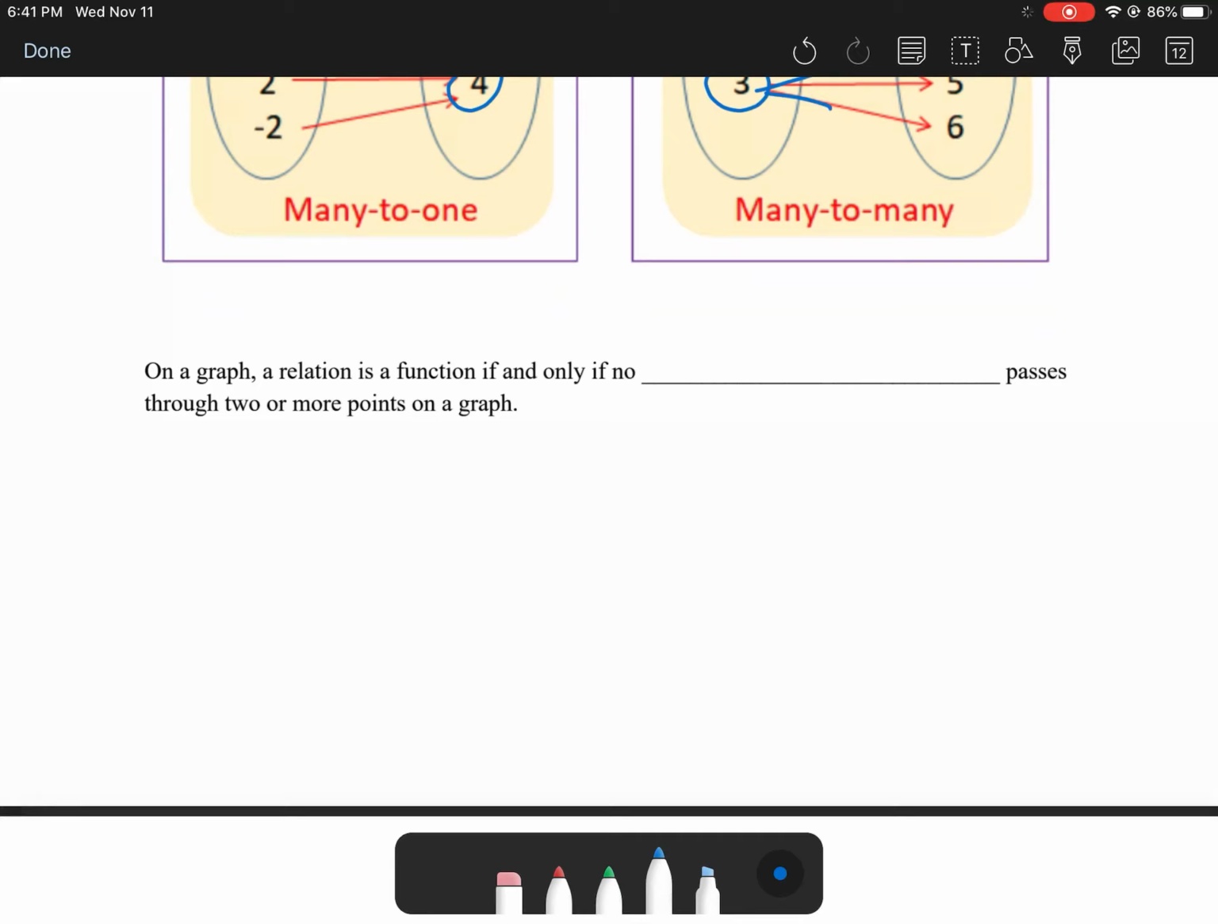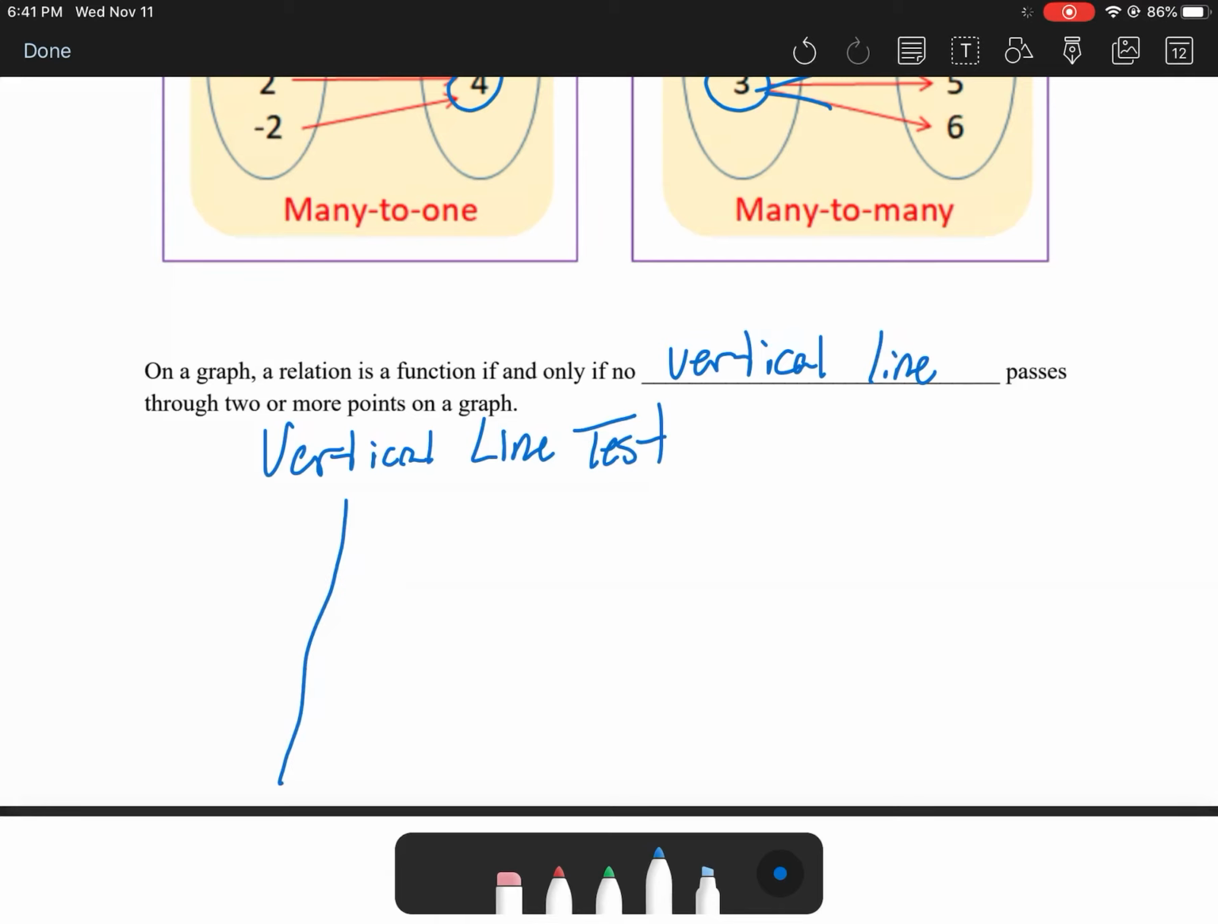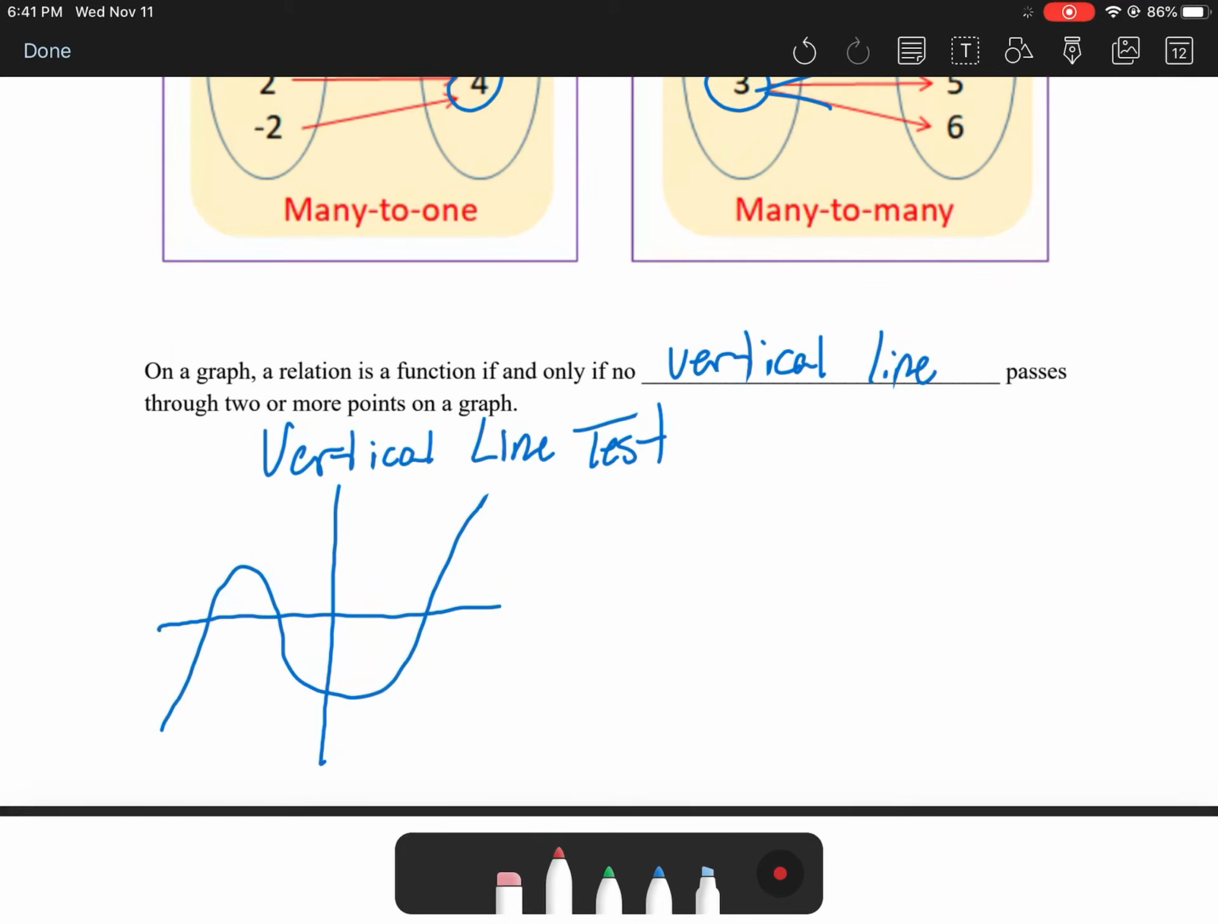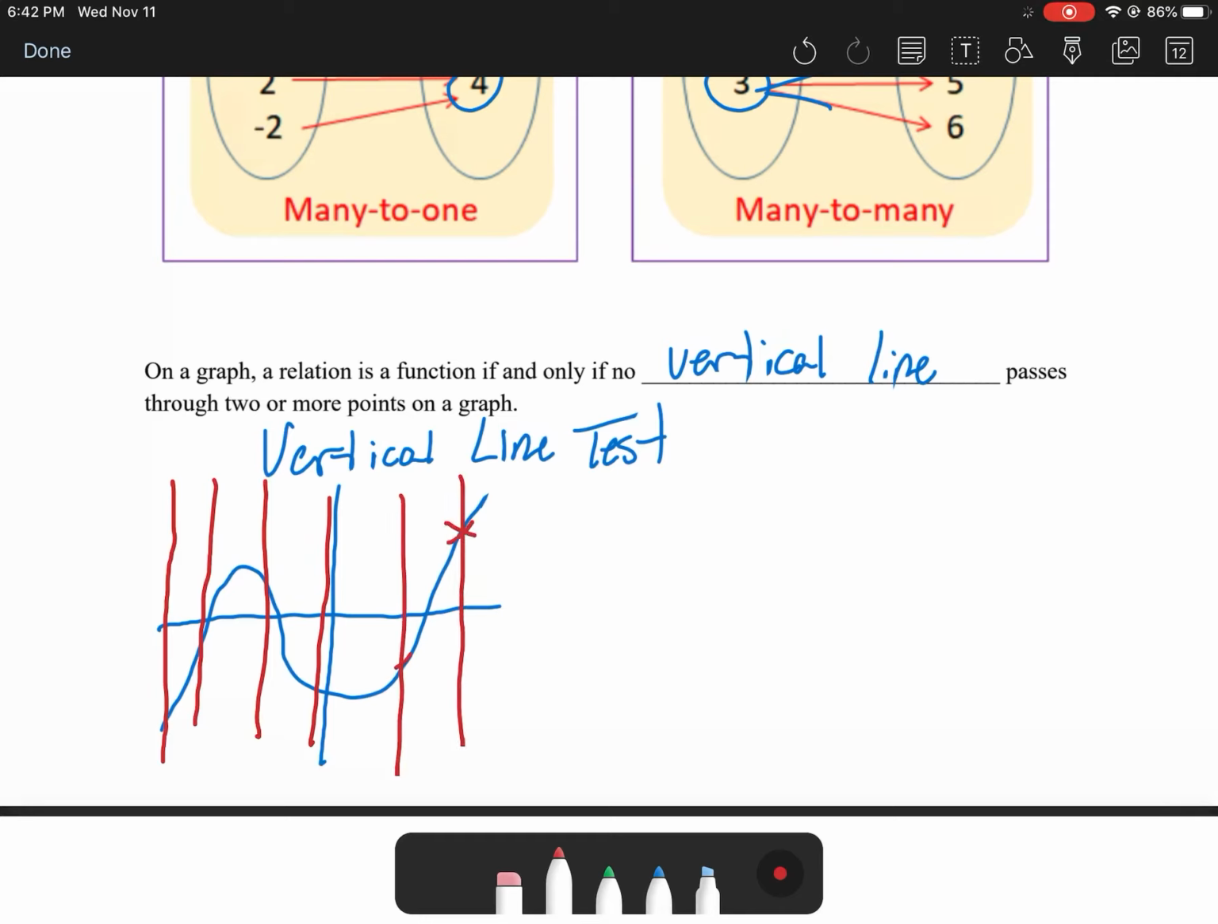On a graph, a relation is a function if and only if no vertical line passes through two or more points on a graph. We call this the vertical line test. If I'm just drawing a quick graph here, and I had a graph that looked something like this, I can draw a vertical line anywhere I wanted in here, and these lines will only cross through one time.